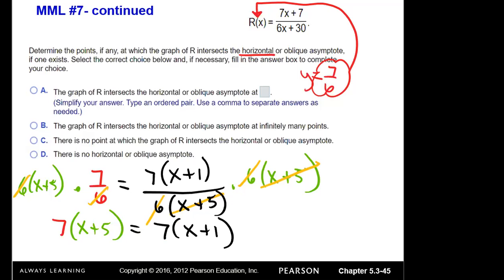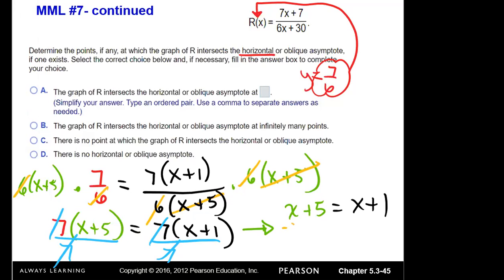And then if you want to take a shortcut right here, you can divide both sides by 7. Those go away. Running out of room, come over here. I'll have an X plus 5 on the left, and I'll still have an X plus 1 on the right. But when I go to get all my X's on one side, guess what happens? They cancel out. You're left with 5 is equal to 1. 5 does not equal 1. So that tells me that there's no solution, which means C. There is no point at which the graph of R intersects my horizontal asymptote.